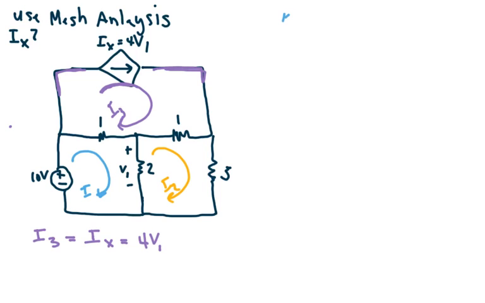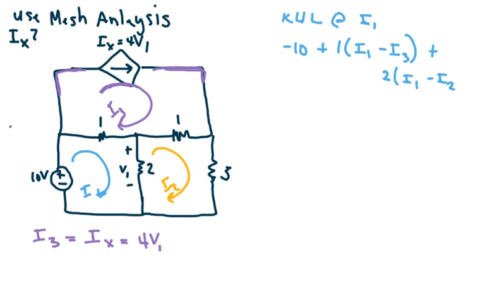So KVL is going to be minus 10 plus 1 times (I1 minus I3) plus 2 times (I1 minus I2) equals 0. Okay, so I can combine my terms: 3I1 minus 2I2 minus I3 equals 10.